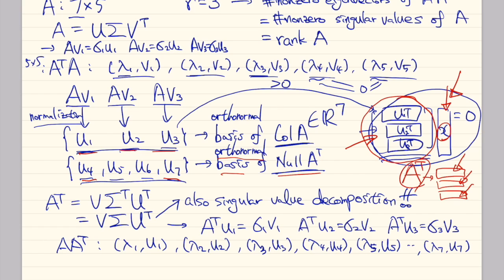Okay, so here the point is SVD, or singular value decomposition, will give us the orthonormal basis for the column space, as well as another orthonormal basis for the null space of A transpose, right? And now let's consider the singular value decomposition of A transpose.